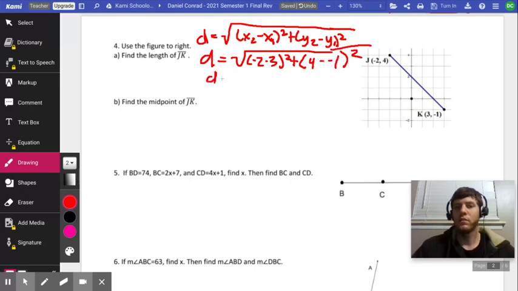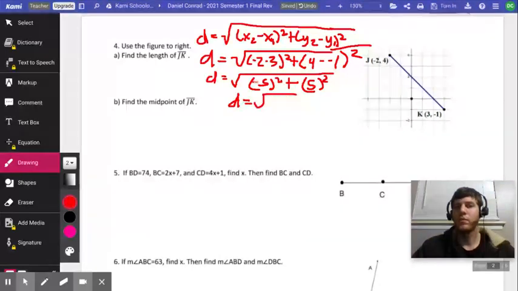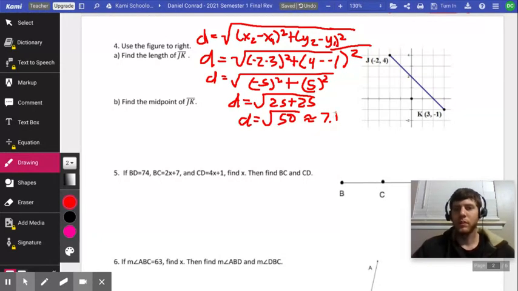Right, that's going to give us -5 squared plus +5 squared. 4 minus -1 is +5 squared. That's going to give us the square root of 25 plus 25. Right? -5 squared is +25, -5 times -5 is positive. And then +5 times +5 is also positive. So then we have square root of 50, which will be, again, approximately 7.0 or 7.1 or so. Probably 7.0.